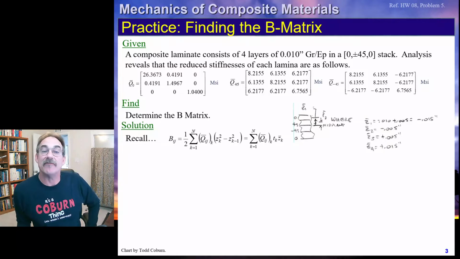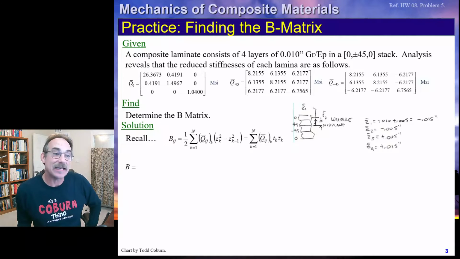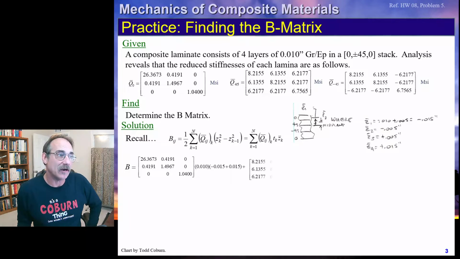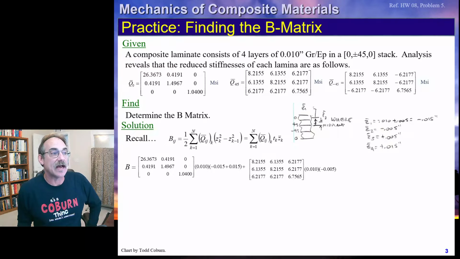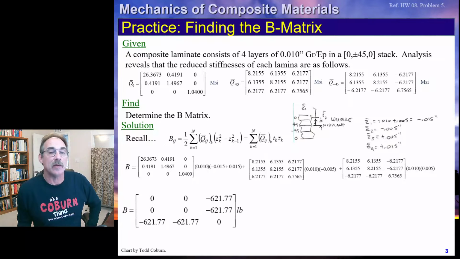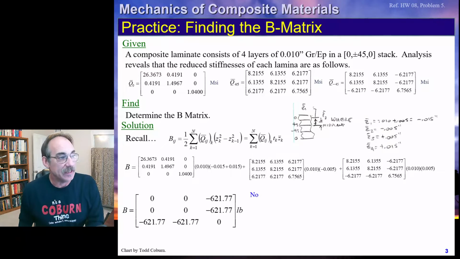Once we have this, all we have to do is take each Q bar, multiply it by its thickness, multiply by its Z bar, and then sum up the layers. You'll notice layer 1 has a thickness, and it has the negative 0.015. Layer 2 has the Q bar, same thickness, and the plus 0.015. So that's that first term, which has both top and bottom layers. Then we have our plus 45, and we have our minus 45. We just sum these up, and we find this B matrix to be this.